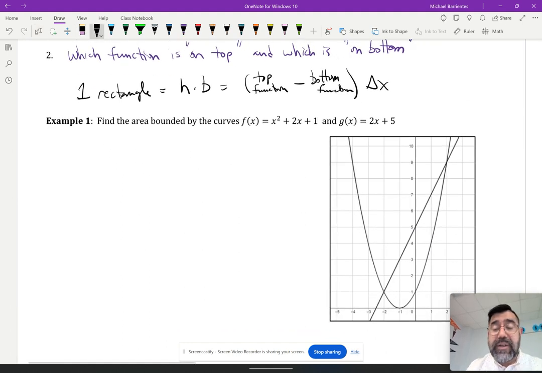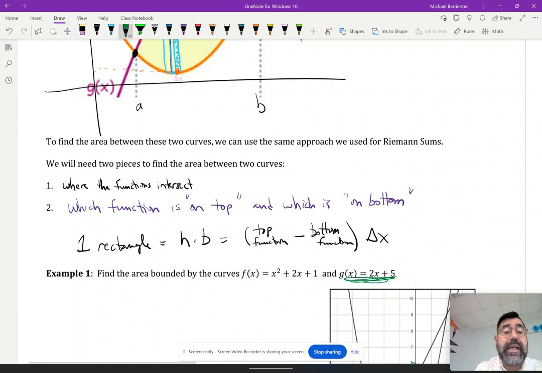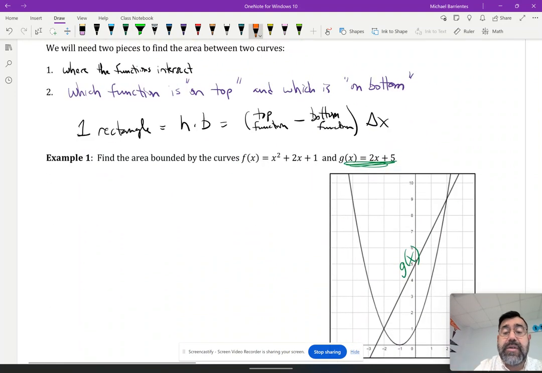And so we're going to look at number one, and we're going to try to see if we can figure number one out. So the first thing is, do I know what two functions we're talking about? Yes, we're talking about the area bounded between the curve x squared plus 2x plus 1 and the line 2x plus 5. So you should be able to know which equation is which graph. So I'm going to go ahead and highlight that this is g of x, that's the line, and this is the curve f of x.